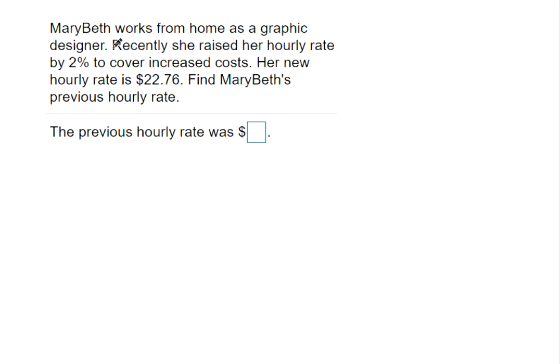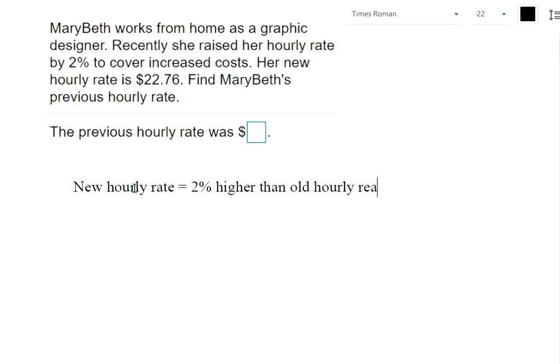So Mary Beth works at home. Recently, she raised her hourly rate by 2% to cover increased costs. So her new hourly rate is 2% higher than the old hourly rate. So I just made an equation that's kind of loosely English, but also loosely mathematics here. The new rate is 2% higher than the old rate.